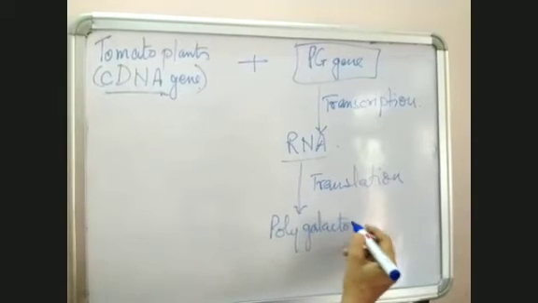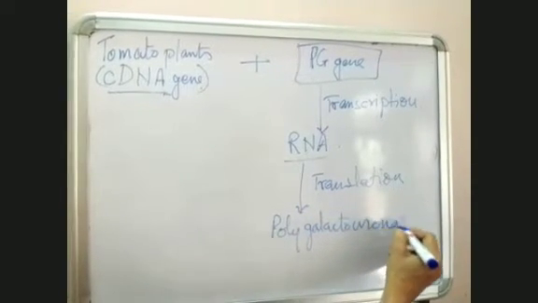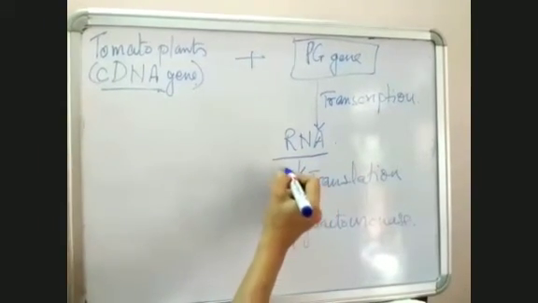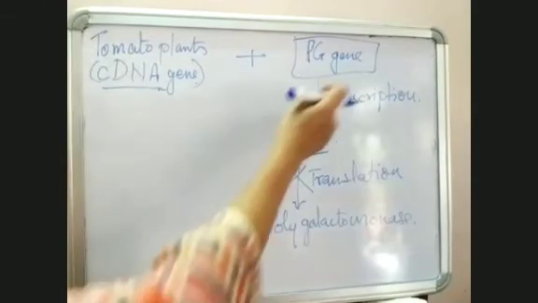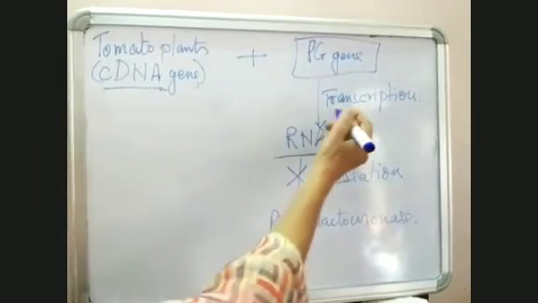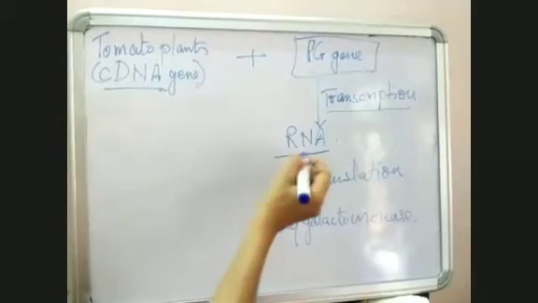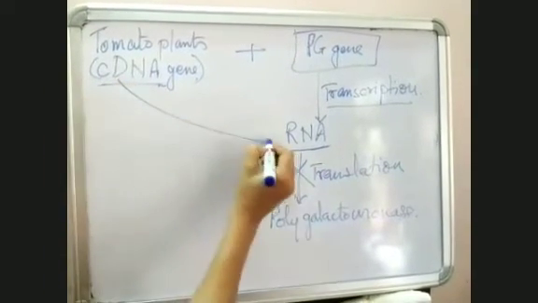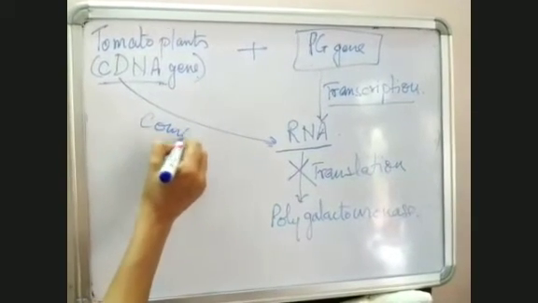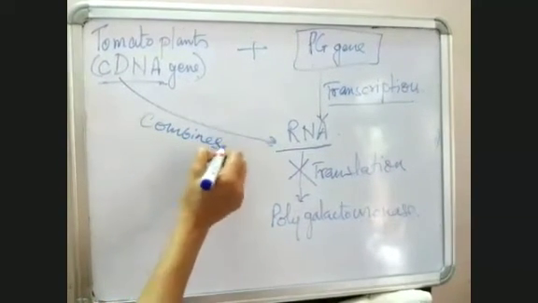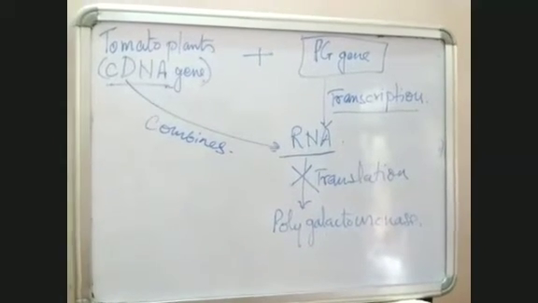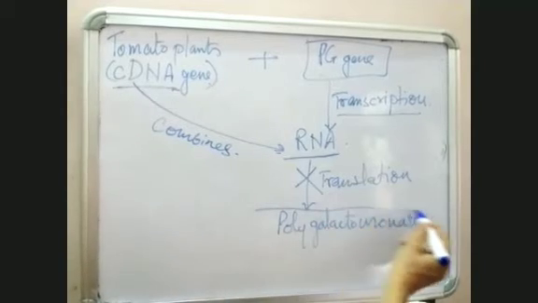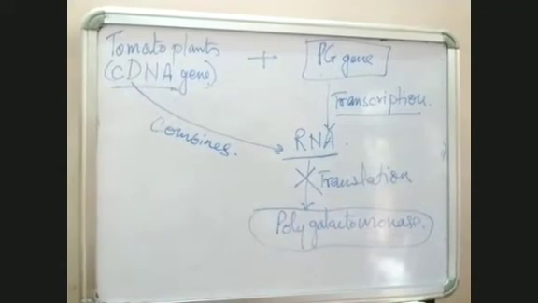Normally, this is the process which is going to happen. But this doesn't happen, and at this stage the process is stopped, because once this RNA is formed as a result of transcription of PG gene, it doesn't go further. Rather, this complementary DNA combines with it, and the further process is blocked. Further process is inhibited, and because of this inhibition, this polygalacturonase is not formed.